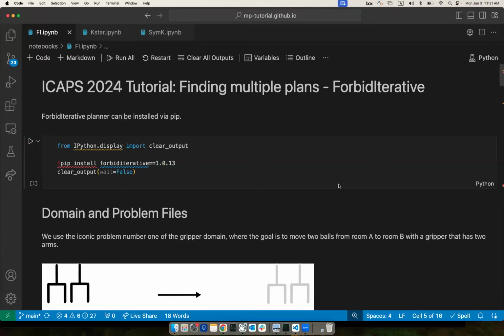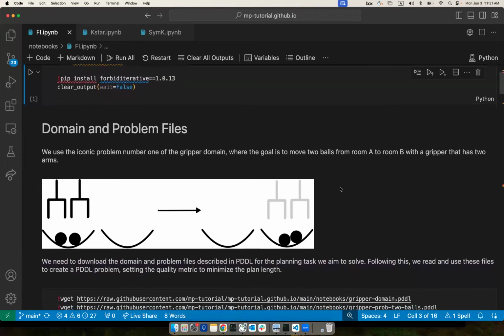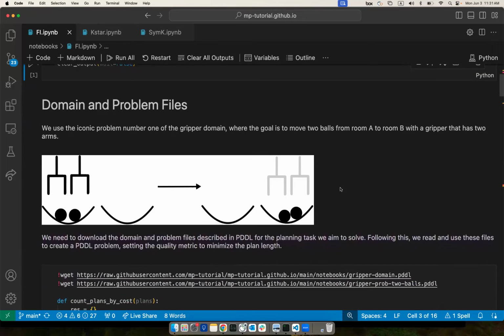Okay, so I think the K-star and Forbid-Iterative are pretty similar. In some cases a bit different with the Python binding, but the general theme is that you have to install a package. So here it's Forbid-Iterative, and we have fixed the version number so that it will work. Okay, you install it, and now let's consider again a gripper example.